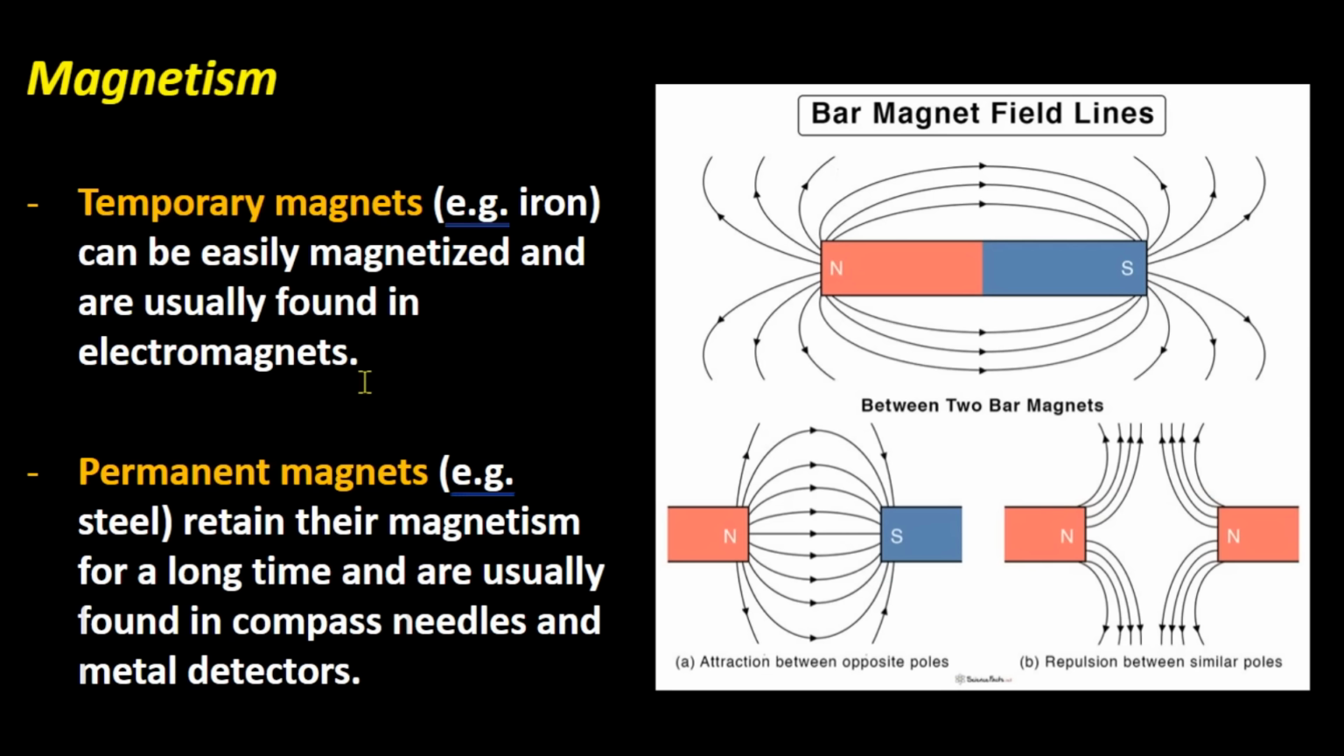Temporary magnets, for example iron, can be easily magnetized and can be used in electromagnets. These are magnets that can be switched on and switched off. Permanent magnets, for example steel, retain their magnetism for a longer time and are usually found in compass needles and metal detectors. Also those little fridge magnets I have.